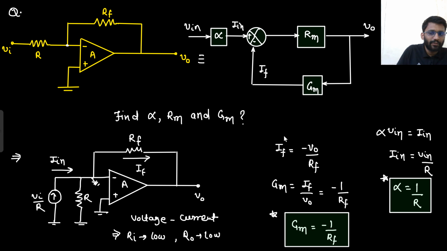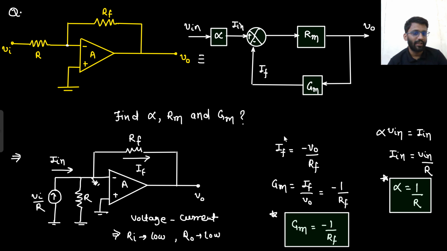Feedback factor was minus V0 by RF. Why was it minus V0 by RF? Why is it not V0 by RF? Because I needed the current to be subtracted. If IF is coming in this side and IN is coming in this side, then both will be added. But I wanted the current to be subtracted, so I wanted IN minus IF. That's why I took the opposite direction. So that is minus V0 by RF.